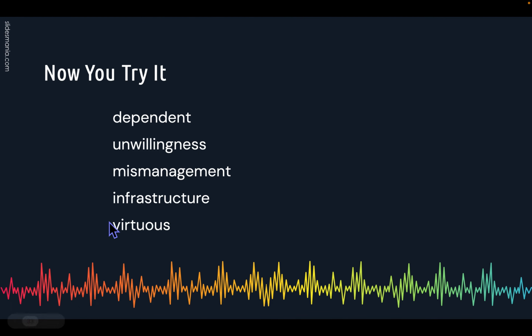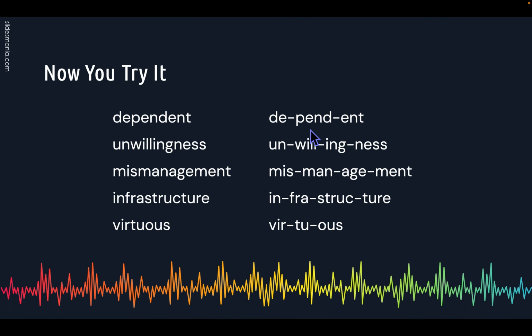Now we have some longer words here, so I recommend as a starting place to look for prefixes and suffixes. Then use the other rules. All right, here we have the prefix de and the suffix ent, dependent. We have the prefix un and the suffixes ing and ness, and that leaves us with unwillingness. Here we have a prefix mis, suffix ment, and I believe age is a suffix.